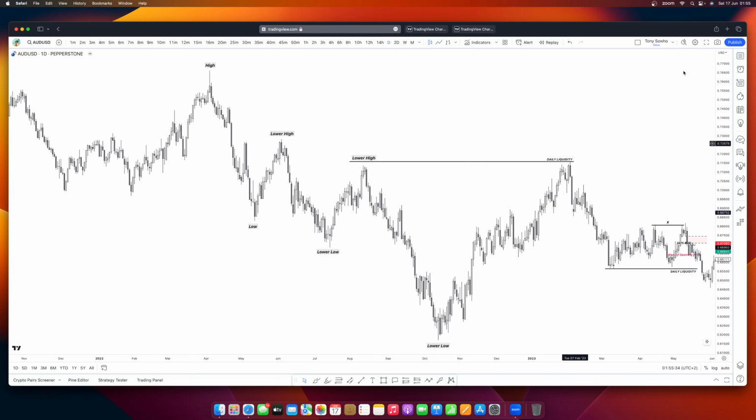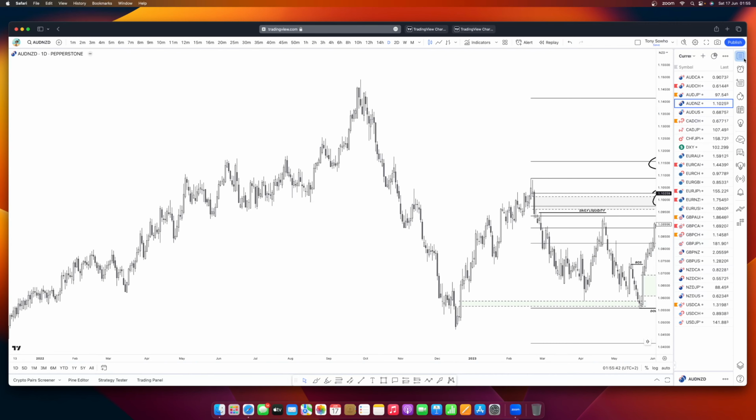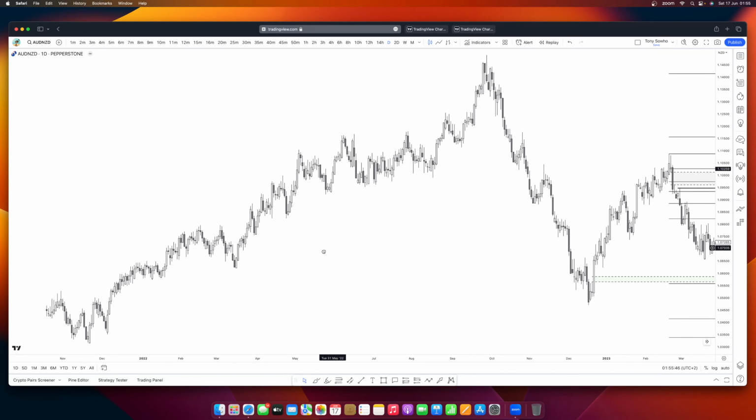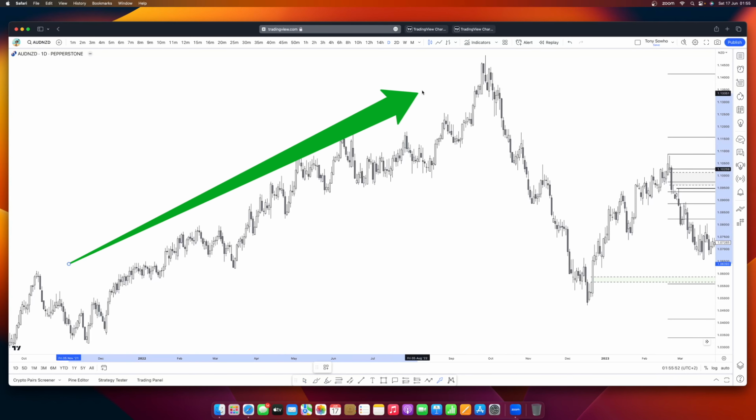So the first one I want to show you is AUD NZD. If I head over to the chart, for AUD NZD, already you can see the price is what? Bullish. You can see our price is going all the way to the upside here. It's very obvious that it's climbing up, right? The price is going up.